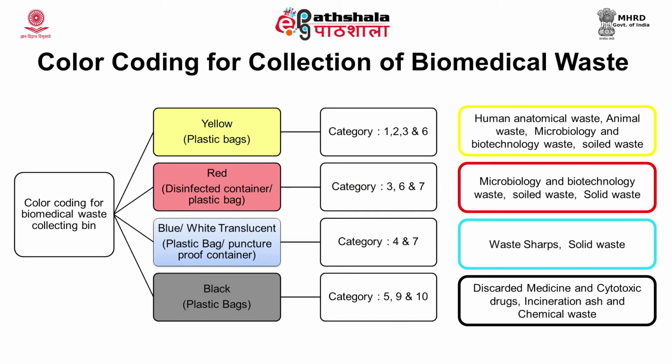This flowchart provides the color coding for collection of biomedical waste. As shown here, yellow color plastic bags include waste which are categorized under 1, 2, 3 and 6. Red color bags contain waste which are categorized under 3, 6 and 7. Blue, white, translucent plastic bags are used for storing waste which are categorized under 4 and 7. Finally, black color plastic bags are used for waste categories 5, 9 and 10.